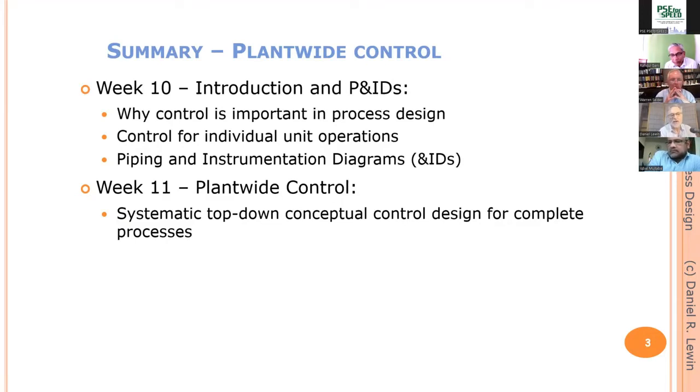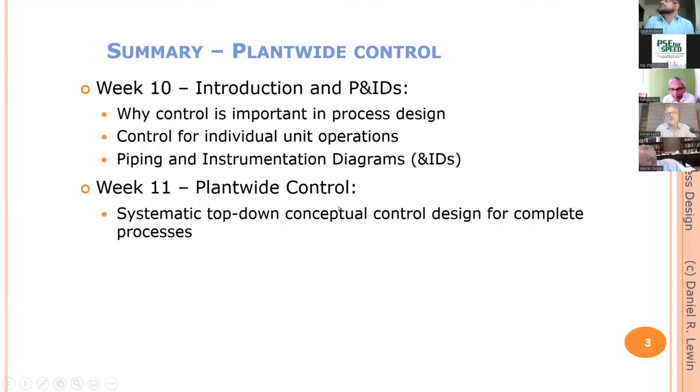In the second week of the 2-week segment, basically we cover the Lewin approach to conceptual control system design for complete processes. That's a very, very short summary. I prepared obviously more material, but we are really running out of time. So with that, I will close my discussion on control system design and how it is included in the design course. Thanks. So thank you very much, Danny and Warren.